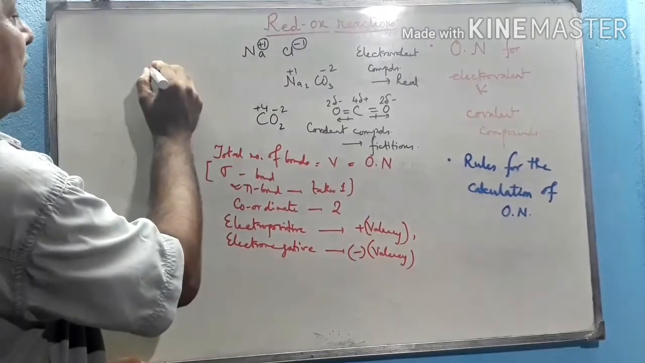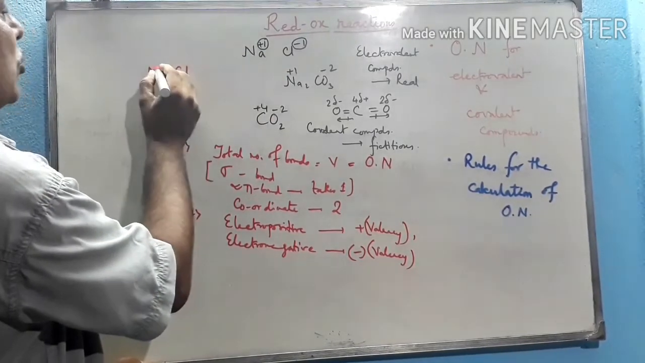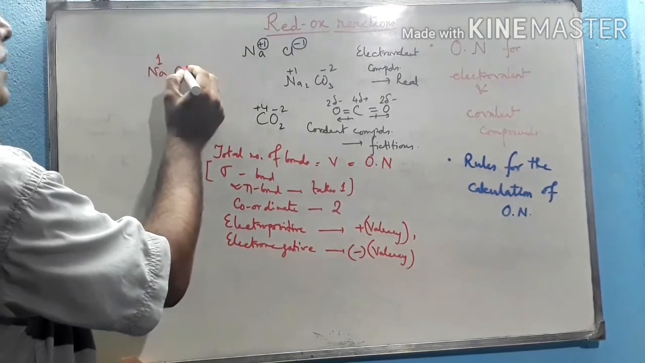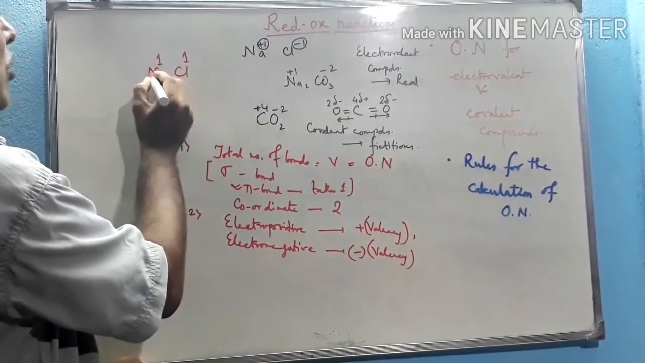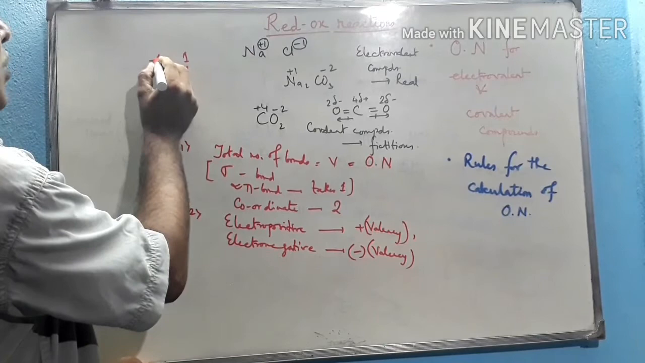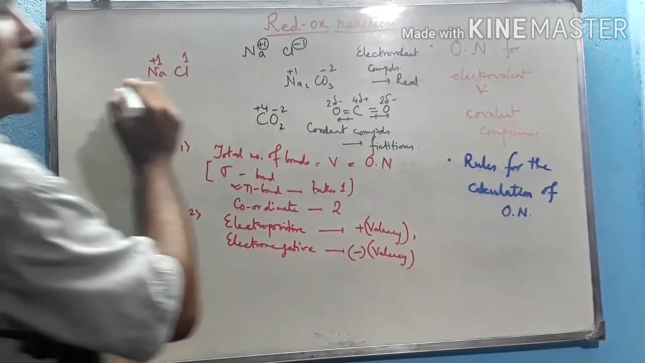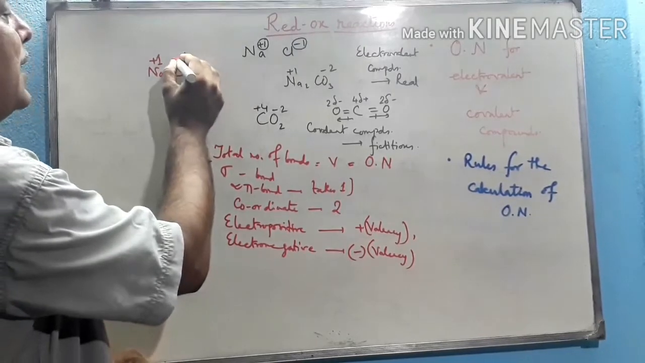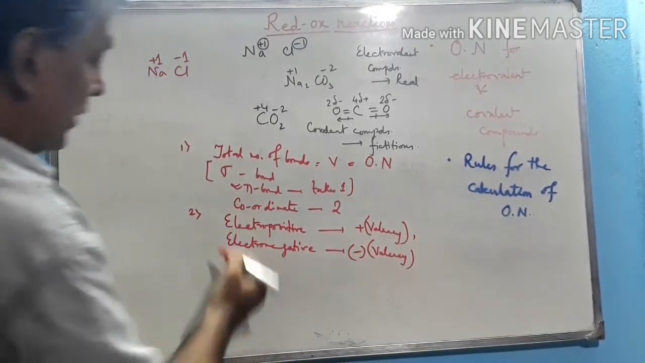Like here, sodium is a metal, so its valency in sodium chloride salt is 1. That of chlorine is also 1, but sodium is a metal which is electropositive, so assign a plus mark as a prefix. And in case of chlorine, as it is a non-metal and electronegative, assign a negative mark as a prefix. So this is the rule.